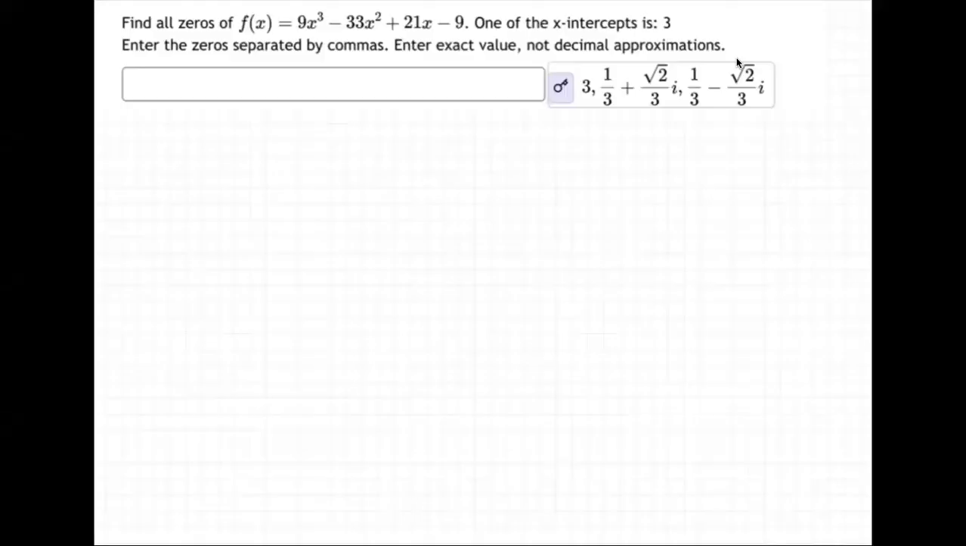All right, so there's our function. There it is, like I said. So 3 is the one real place it hits the x-axis, the only x-intercept, 0. The other two, this one and this one, separated by commas, they're both imaginary. They both have an i part to them, don't they? They're imaginary. They're not real.